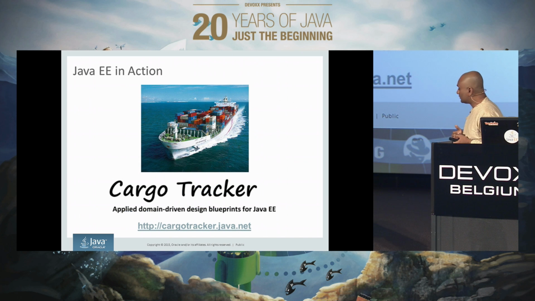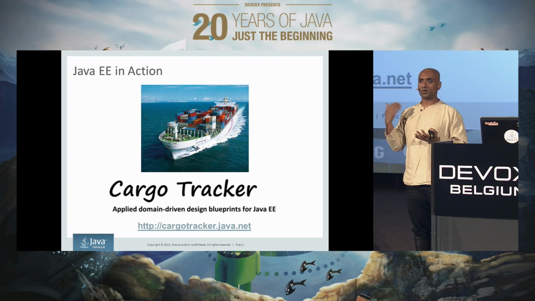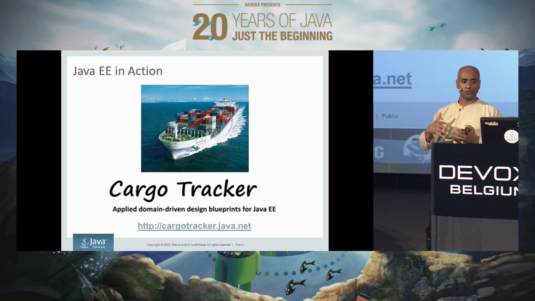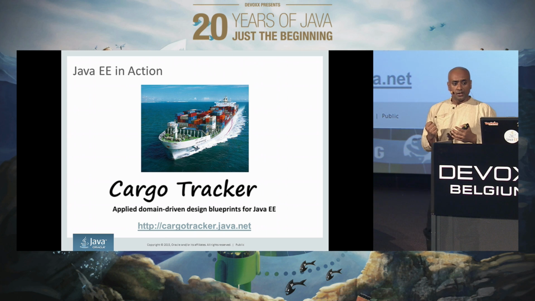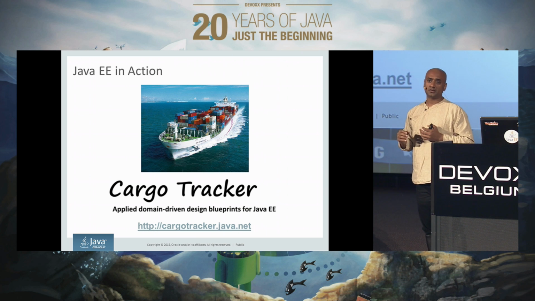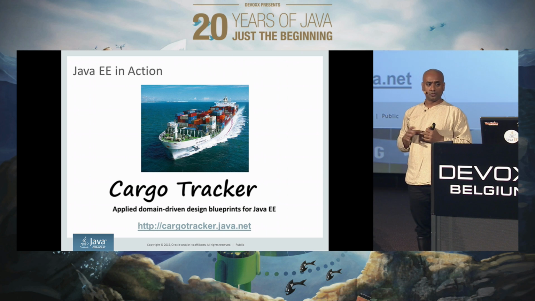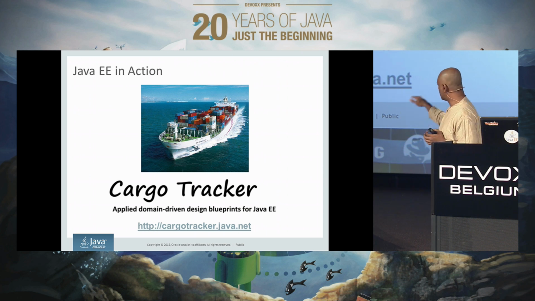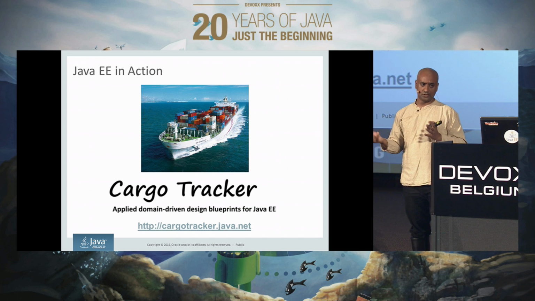Okay, so without further ado, let's dive into the application. This is the first step, to understand what the application is and what it does, before we move into the code and see how the code works. This application is actually a project of mine. I run this project in my spare time. It's my pet project at Oracle. I'll describe what the project is really all about. The subtitle, I think, describes it well. It says Applied Domain-Driven Blueprints for Java EE.